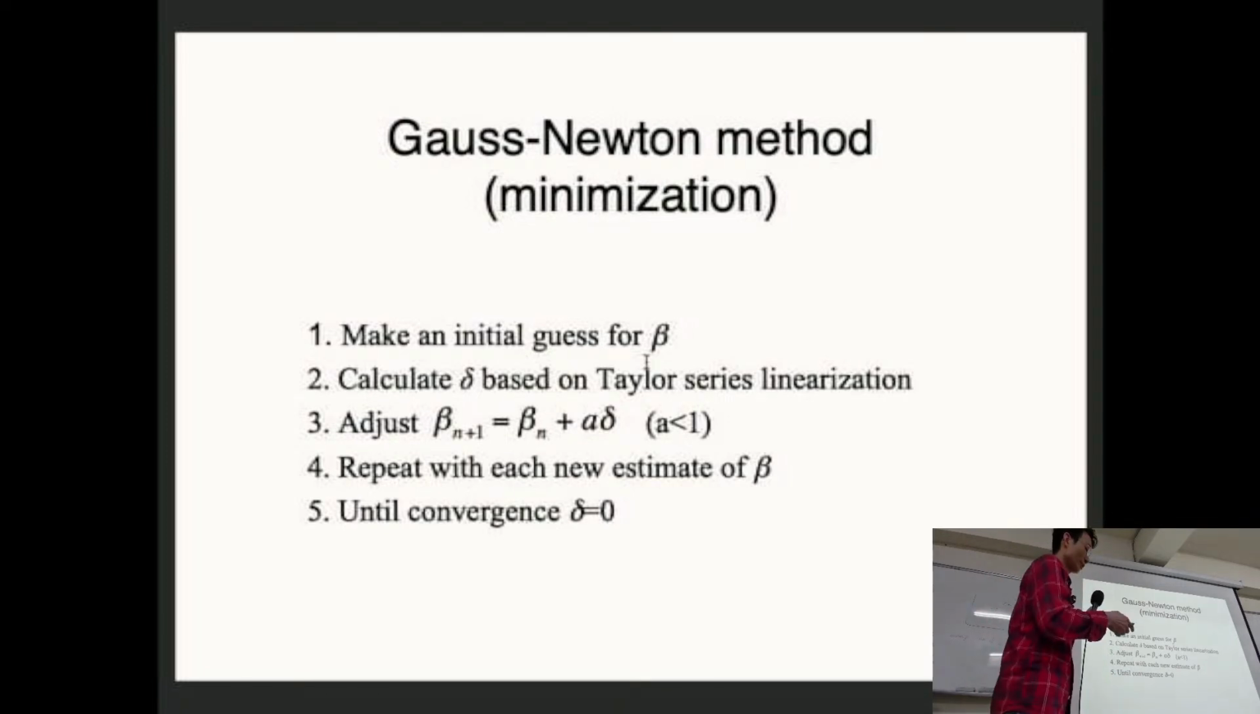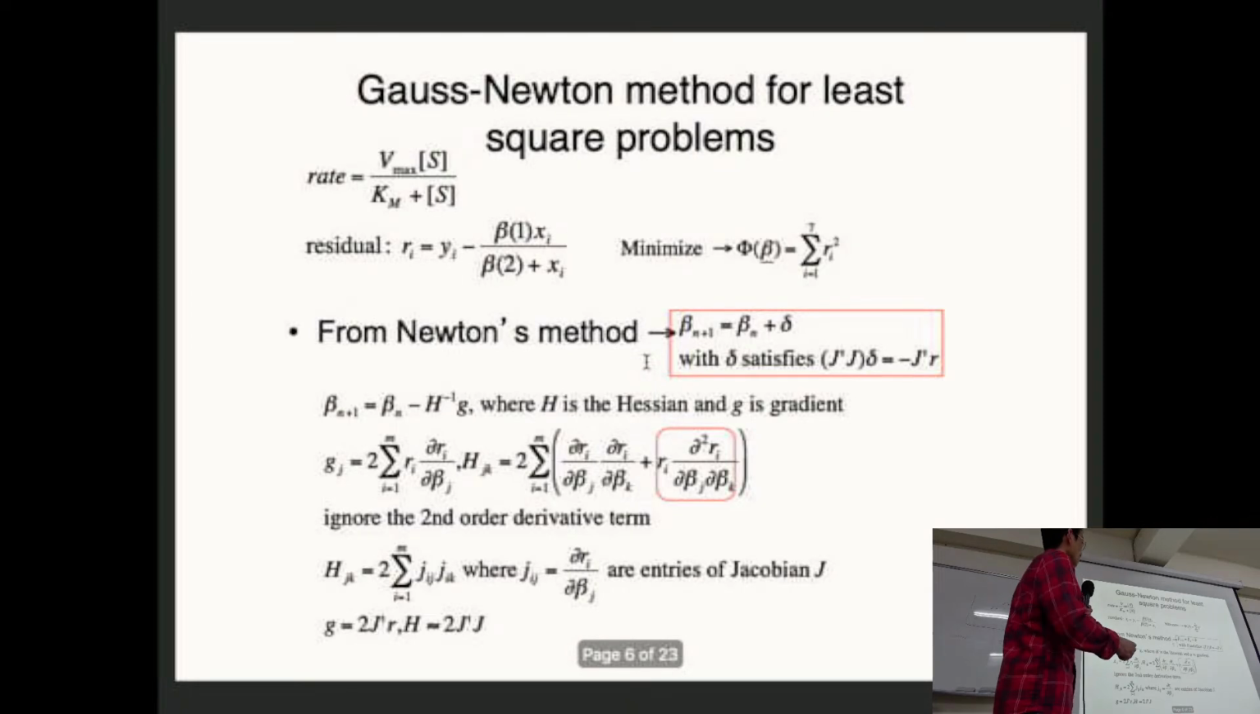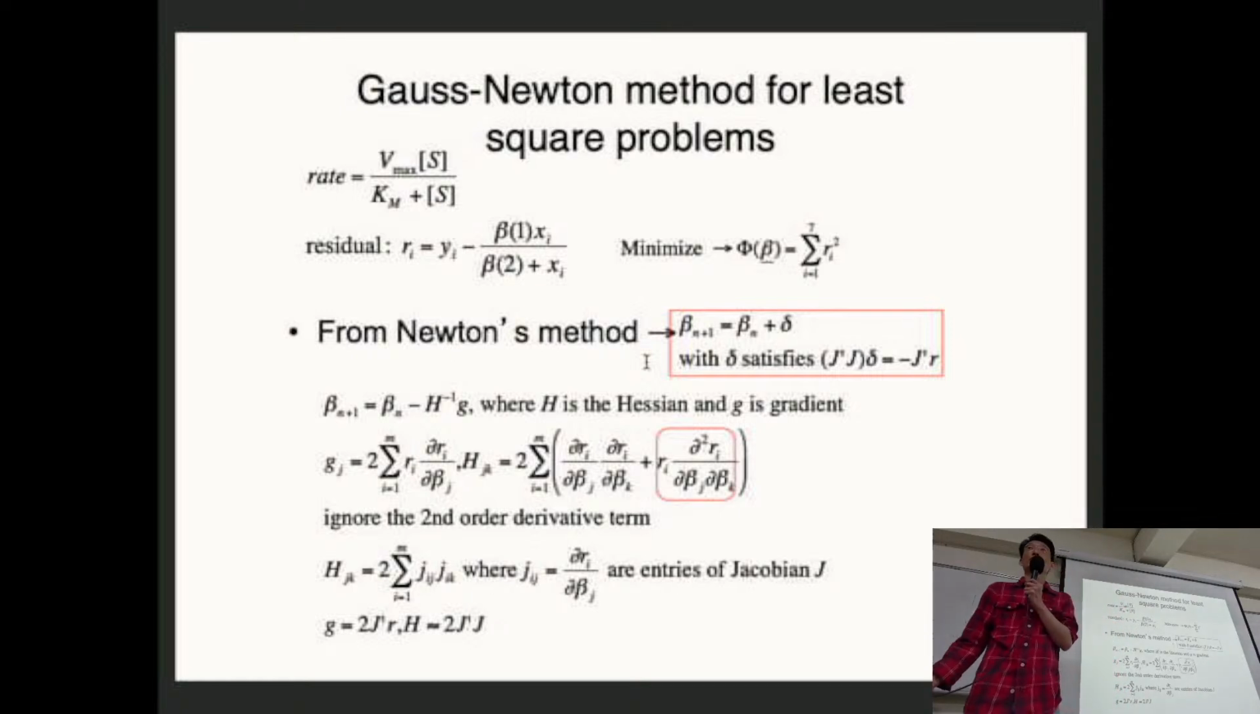Delta is the difference, right? So when the improvement becomes very, very small, which means delta becomes very, very small, then you stop. You can decide how small is small. You can again set up some kind of tolerance, a stopping rule, and then we stop.